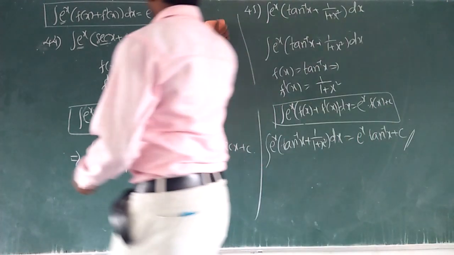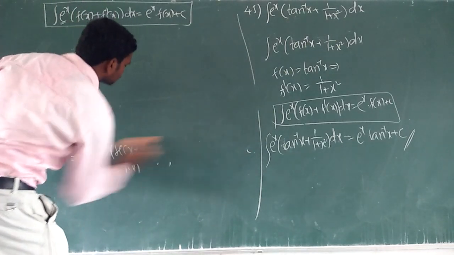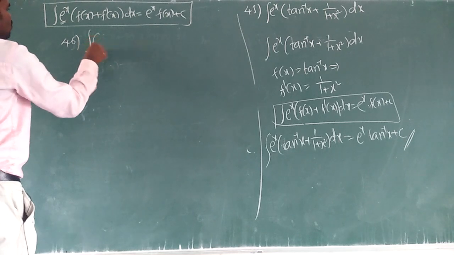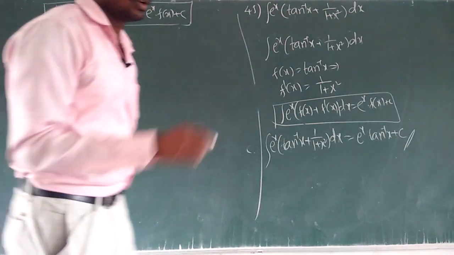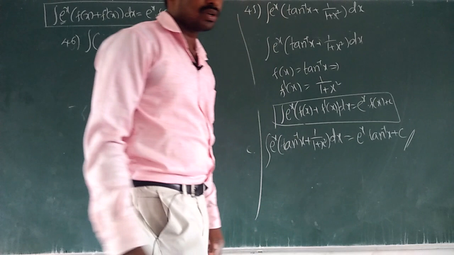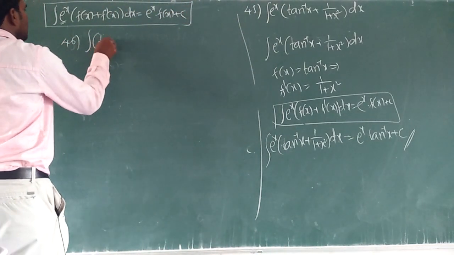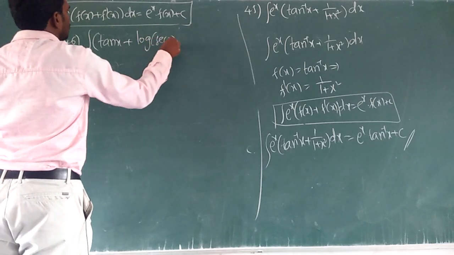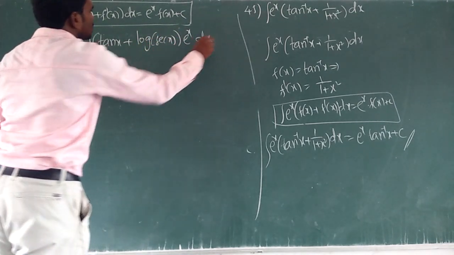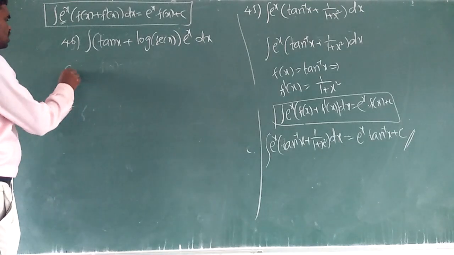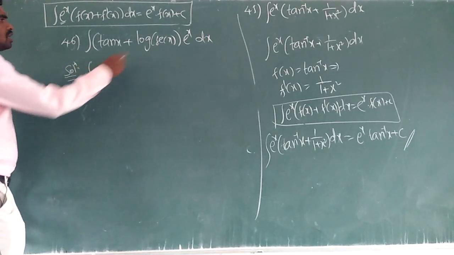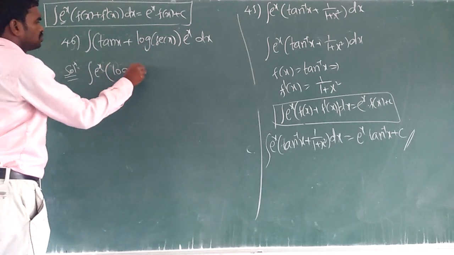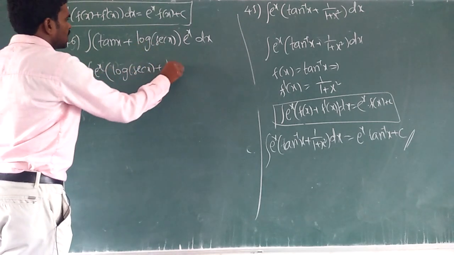Next, 46. Integration of tan x plus log of secant x into e power x dx. So I am just rewriting the given question. First I am writing e power x and log of secant x, writing plus tan x I am writing.